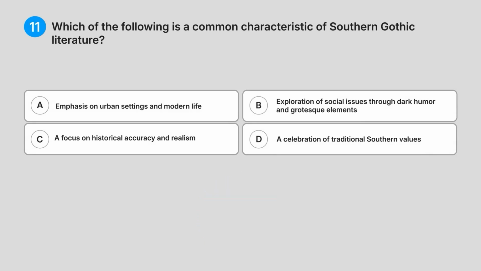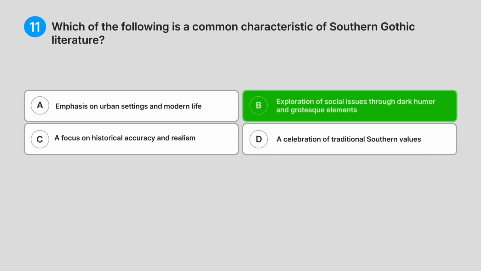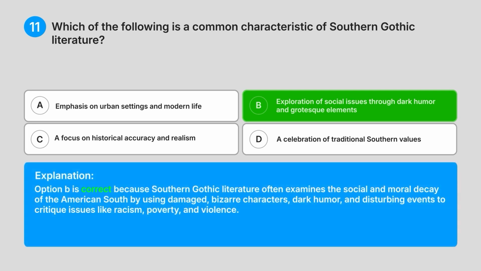Correct answer, B. Exploration of social issues through dark humour and grotesque elements. Explanation. Option B is correct because Southern Gothic literature often examines the social and moral decay of the American South by using damaged, bizarre characters, dark humour, and disturbing events to critique issues like racism, poverty, and violence.